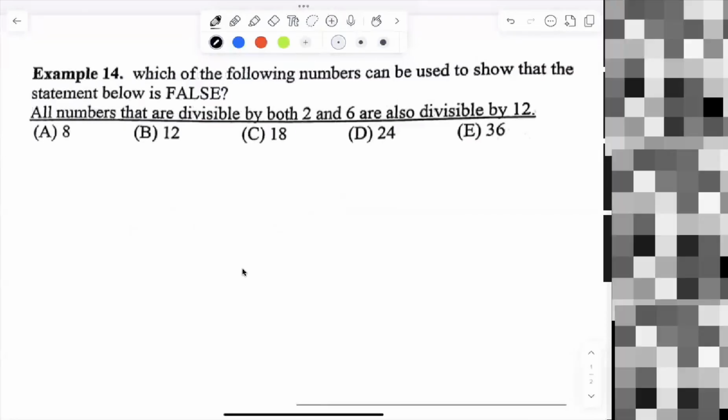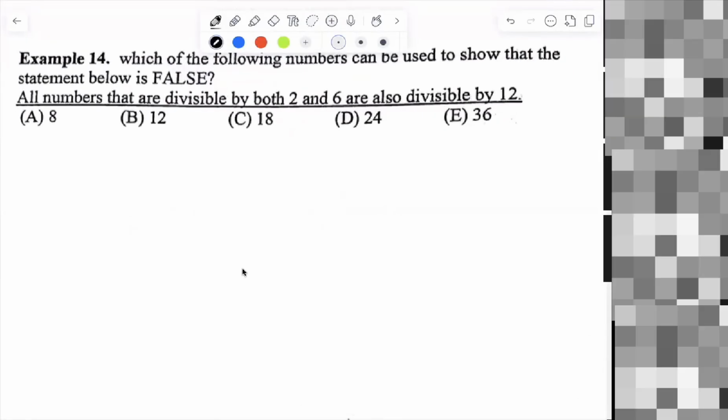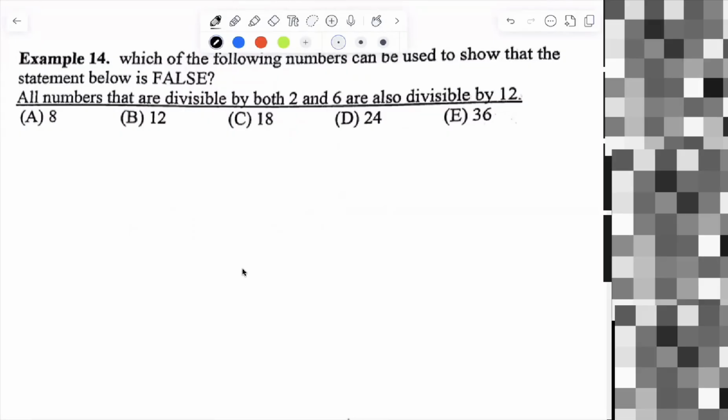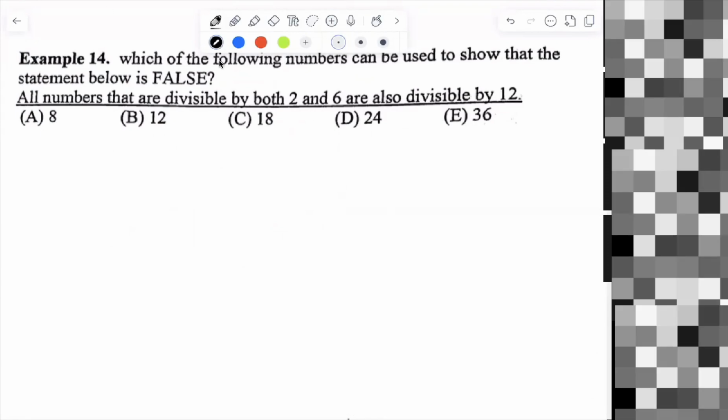Now let's do example 14. Which of the following numbers can be used to show that the statement below is false? All numbers that are divisible by both 2 and 6 are also divisible by 12. I'll let you guys have a go with this question and tell me answers through chat.